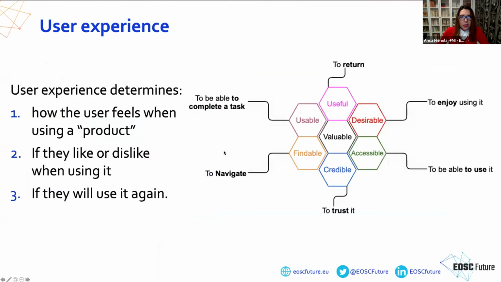User experience, in an extremely simplified way, represents the quality of experience a person has when interacting with a specific design of a certain product. It will determine how you feel when you use this product. Do you like it or not? Are you going to use it again?